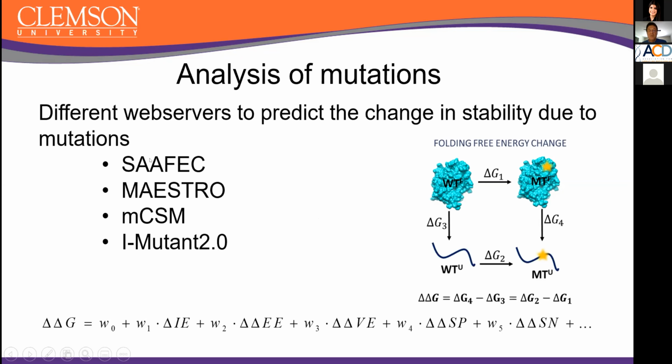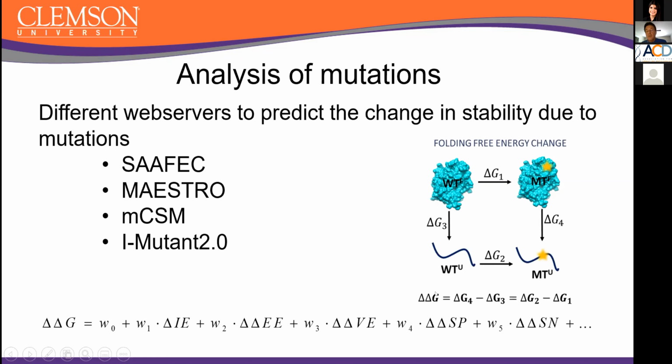And in that case, we use our software called SAFEC plus third-party software. How they work is illustrated on this graph, where the folded protein is shown on the top, either the wild type or the mutant, where the mutation site is shown with a yellow star. And we would like to assess the folding free energy of the wild type, of the mutant, and then find the difference.